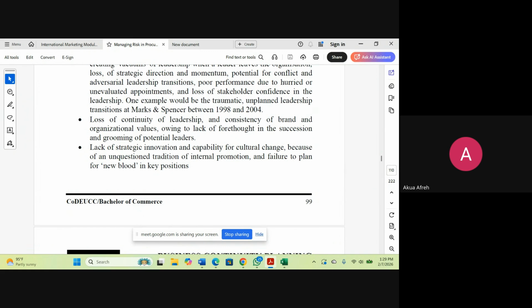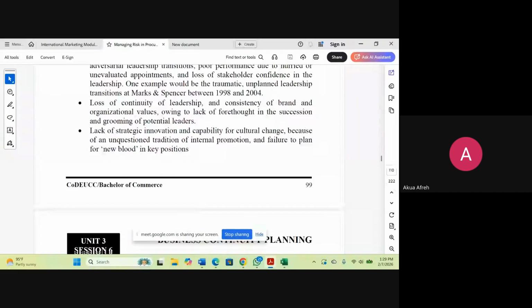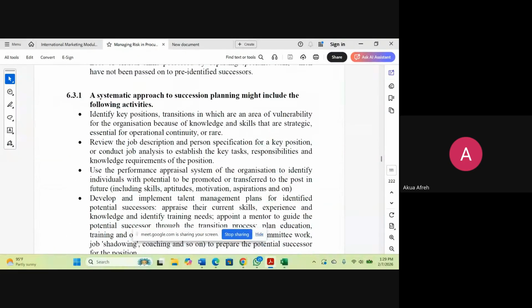Lack of strategic innovation. The person with all the innovative ideas is gone, has left. So we are left with nothing. It needs not to be so. We need to train our people when it comes to some of these things.